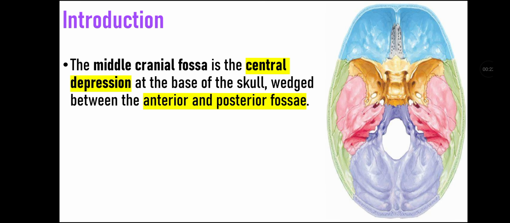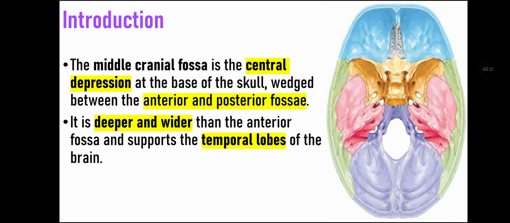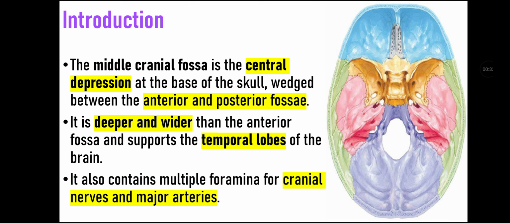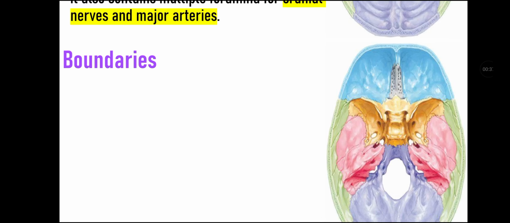Middle cranial fossa is the central depression at the base of skull wedged between anterior and posterior fossa. It is deeper and wider than the anterior fossa and supports the temporal lobes of brain. It also contains multiple foramen for cranial nerves and major arteries.